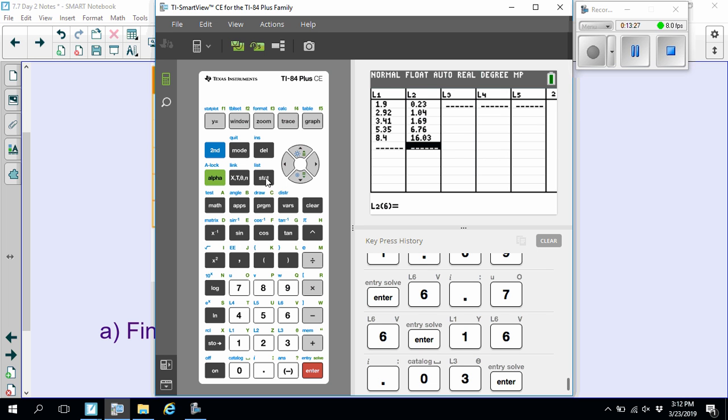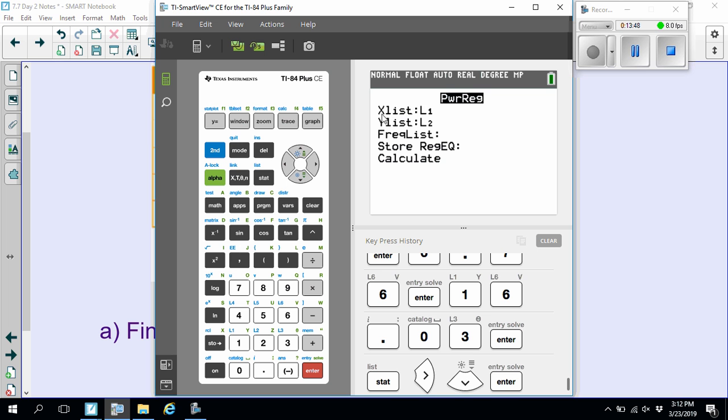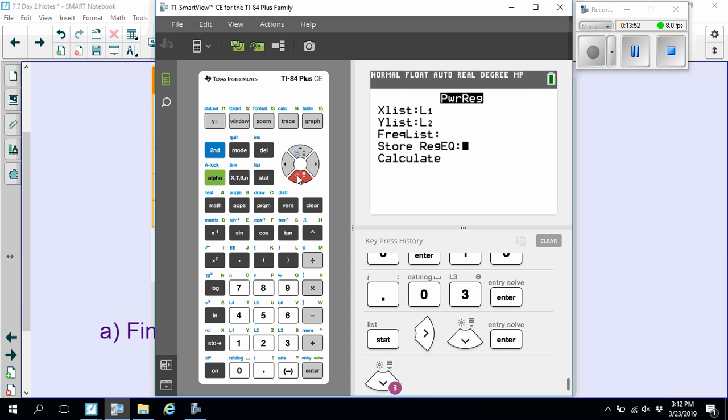Once you've done that, then we're going to go ahead and go back to Stat. We're going to go over to Calc. Now we're going to go all the way down to the letter A, because this says PwrReg, this is our power regression. So just make sure you go all the way down, and it's right underneath the exponential regression. Once again, press enter, and make sure your X list is L1, Y list is L2. We're going to down arrow until Calculate is highlighted and press enter. And once again, it should give you your A and B values here.